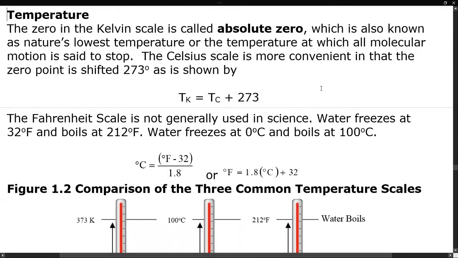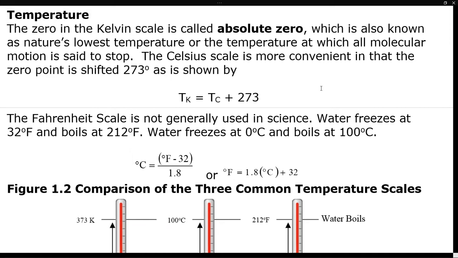All right, so let's talk about temperature. Zero on the Kelvin scale is called absolute zero, which is nature's lowest temperature. They say all molecular motion is said to stop, but really, it probably reaches some minimum non-zero value.